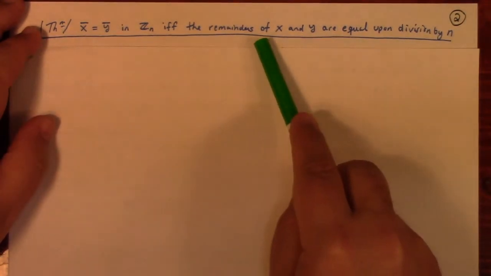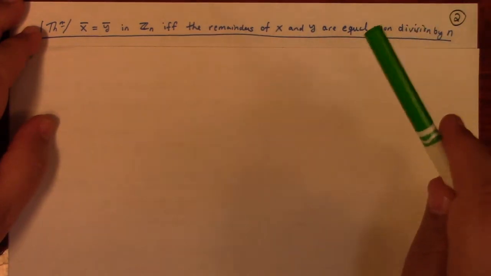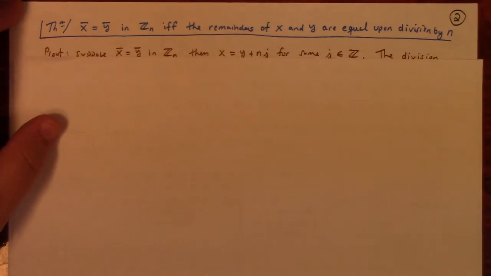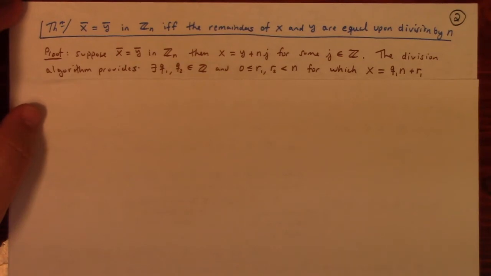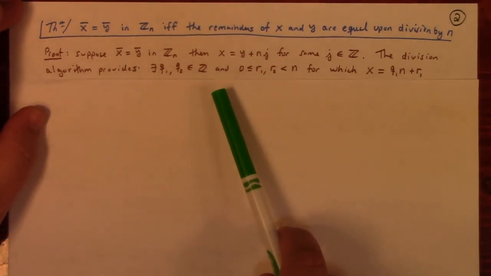The remainder of x and y upon division by n is also called a residue, but I won't talk too much about that language. I try not to use the term residue that much. I'm not even defining it. So anyway, here we go.